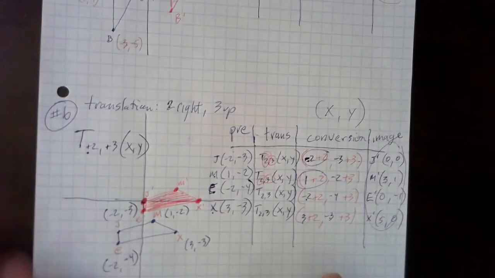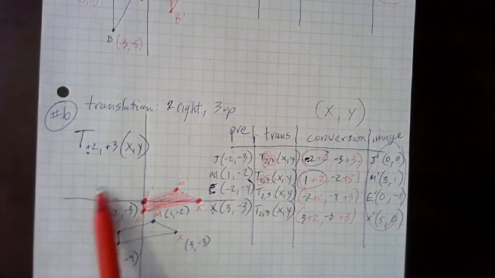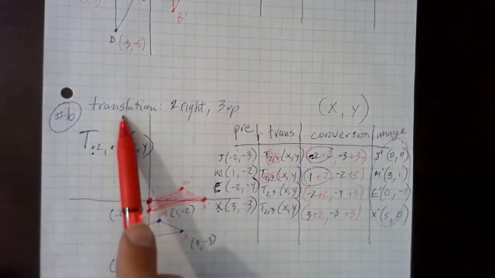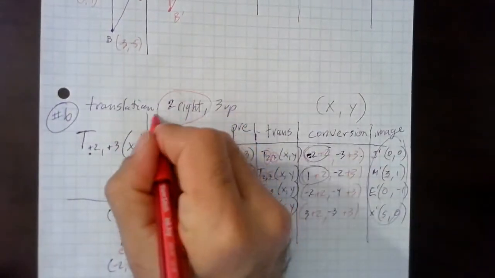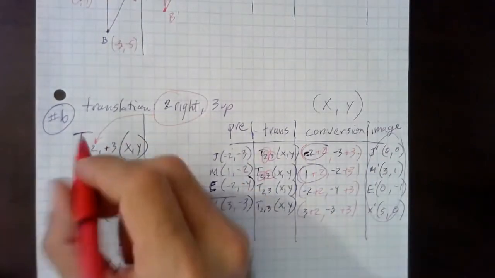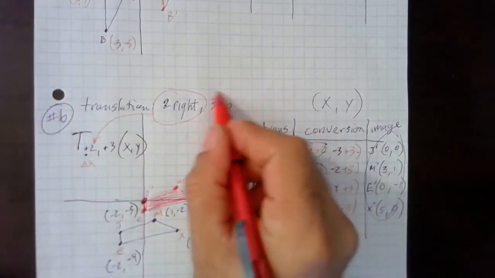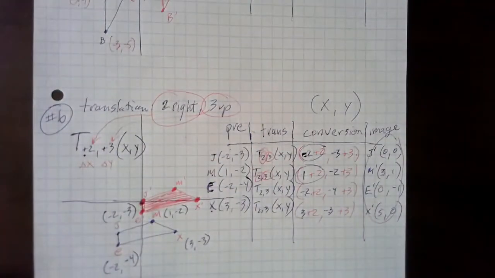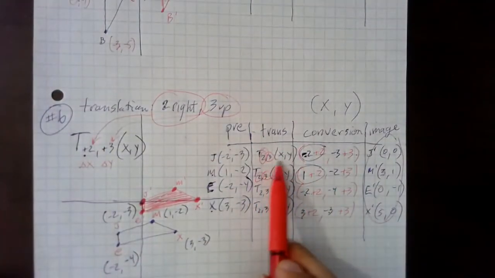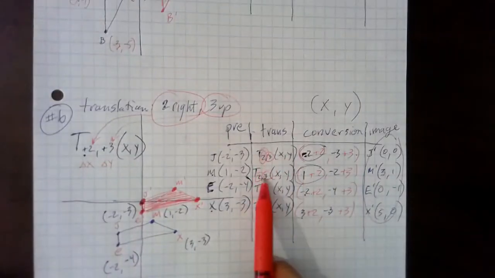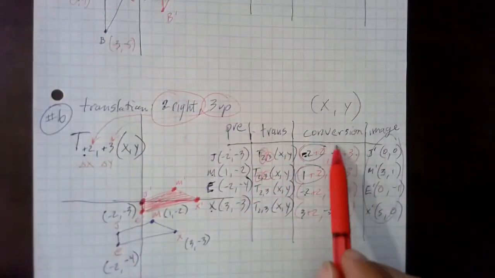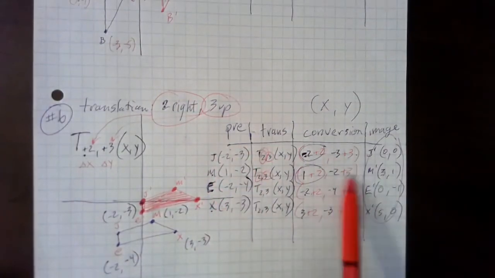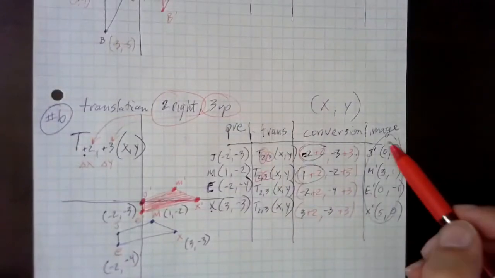Now, what do we do? I'll just look at this one again. I found all the points for my original shape, J, M, E, X, got my points. I figured out what the translation was. If we go 2 to the right, that tells me what this number is going to be because this number is talking about how X changes. 3 up is talking about this number. That's how Y changes. Okay? So that translation we wrote here, translation 2, 3 of X, Y. And then all I'm doing is applying the translation to each of my pre-image points. I do that here in the conversion part of the table, giving me my new image.